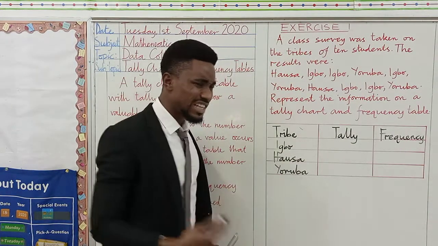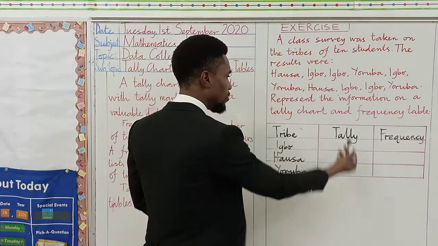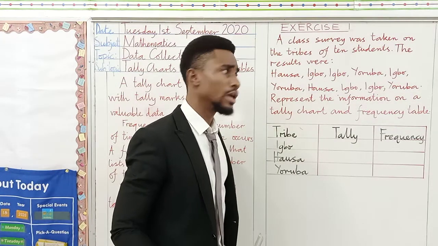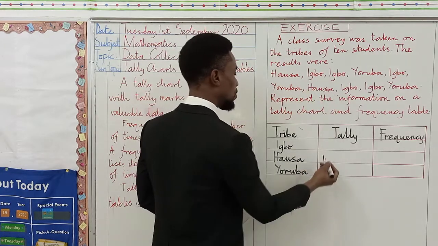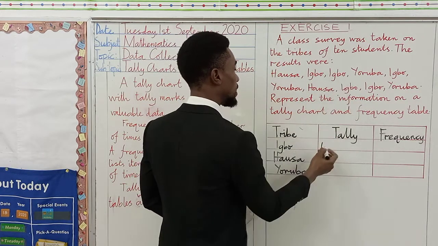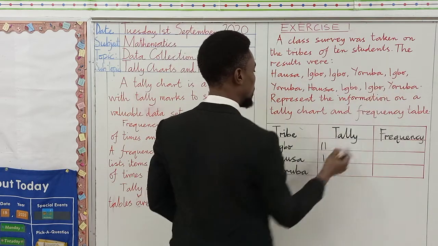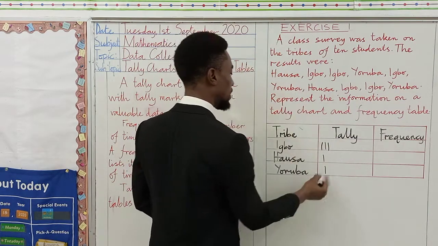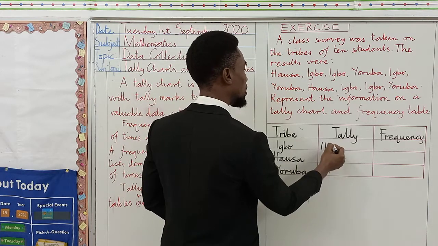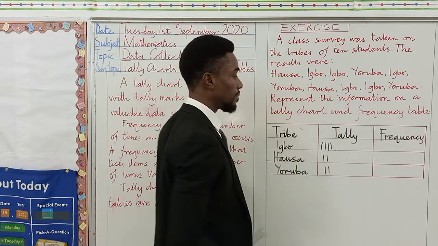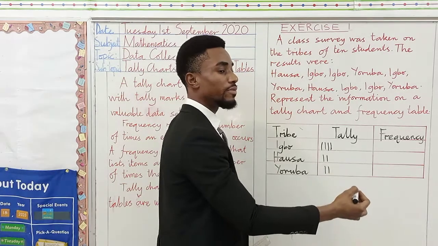Now, each time an item appears, we are going to draw one stroke in the tally column to show that it has appeared. So let's do that. Hausa 1, Igbo 1, Igbo again 1 again, Yoruba 1, Igbo again, Yoruba again, Hausa again, Igbo again, Igbo for the 5th time. But we are not going to draw another tally mark, since there are 5, we group 5s in tally.